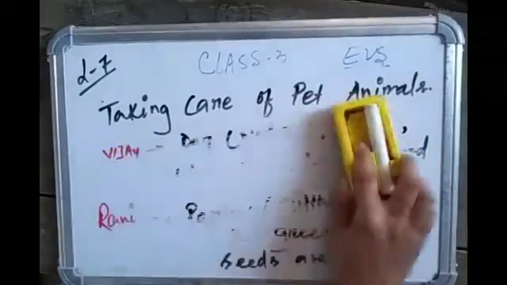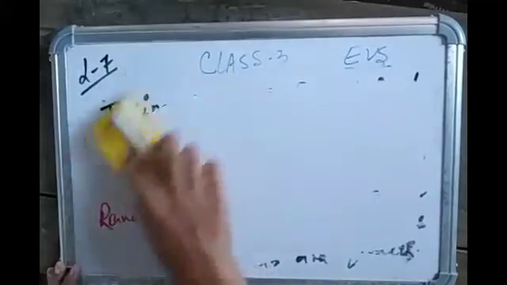Gautam is also taken as an example, and he has a fish at his home.